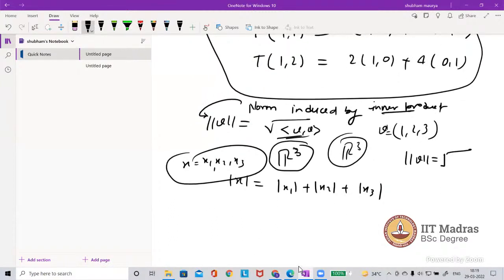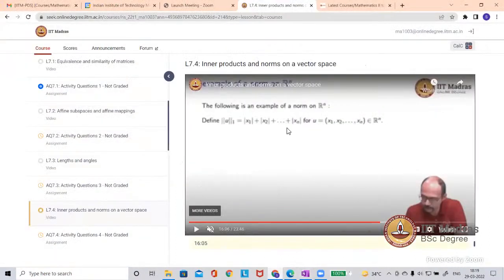Suppose here we are not saying R3 has an inner product. R3 is just a vector space. But when we think of R3 as an inner product space with respect to the dot product, or maybe any inner product, the norm induced by that inner product is this one. So no need to be confused. Here, when we take the mod of x1, x2, x3 and add them, what is happening?